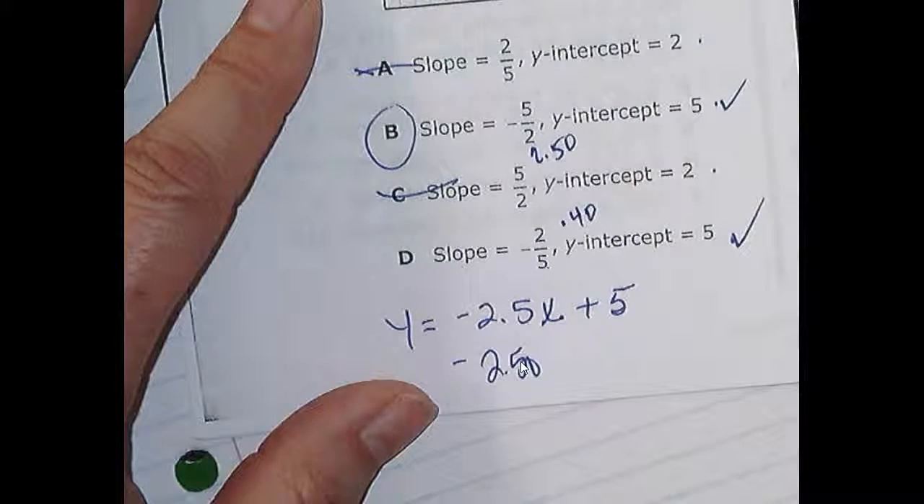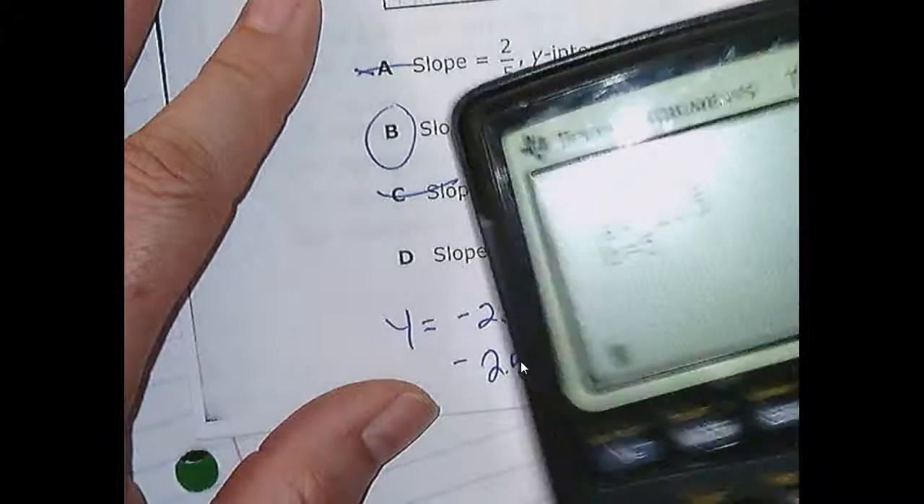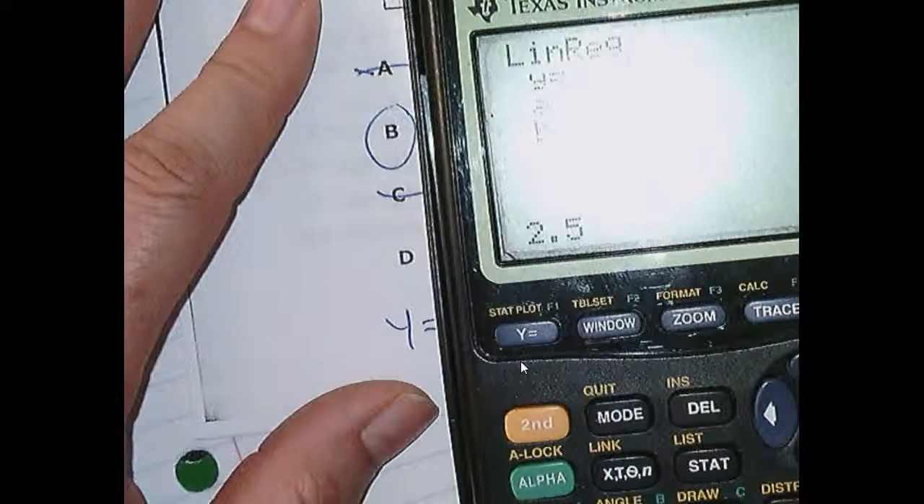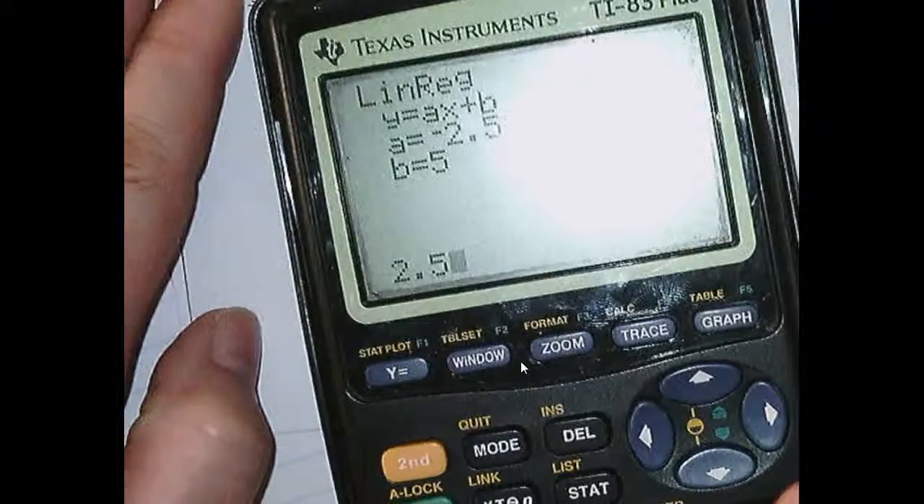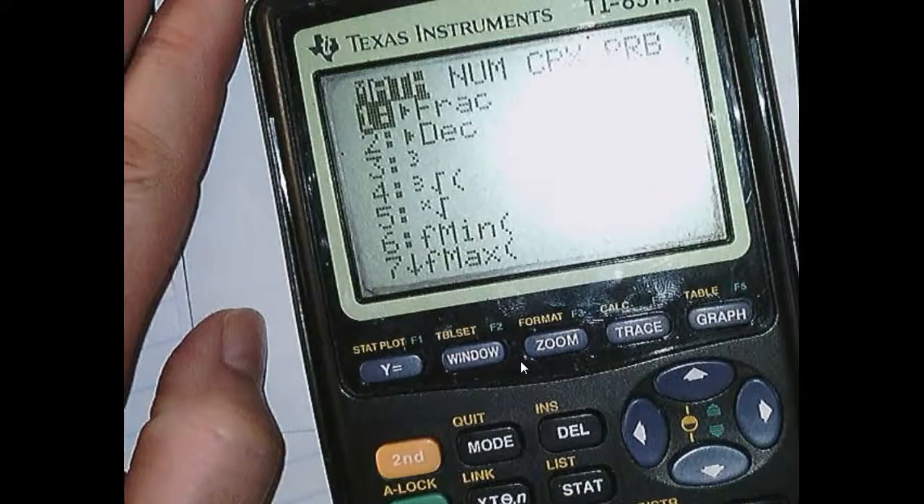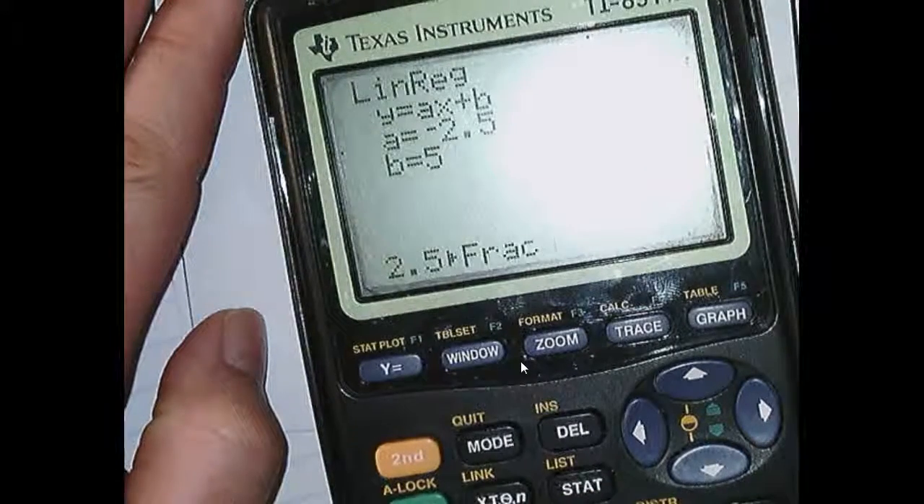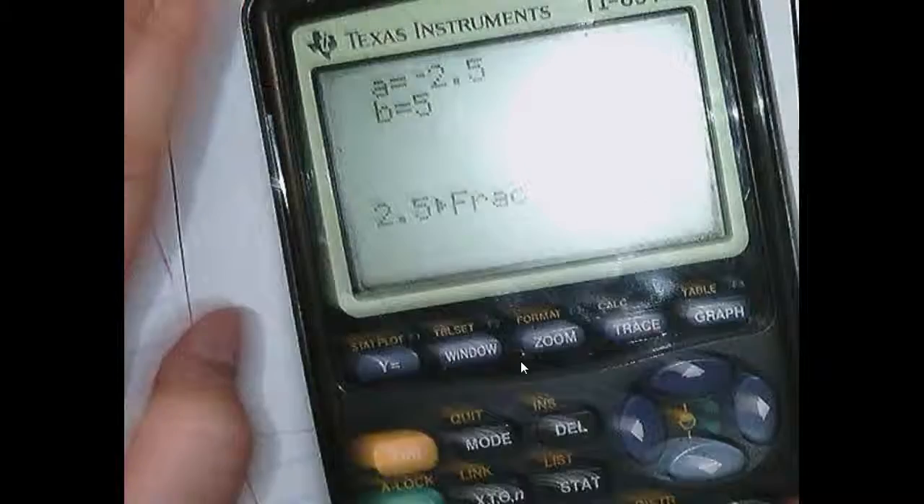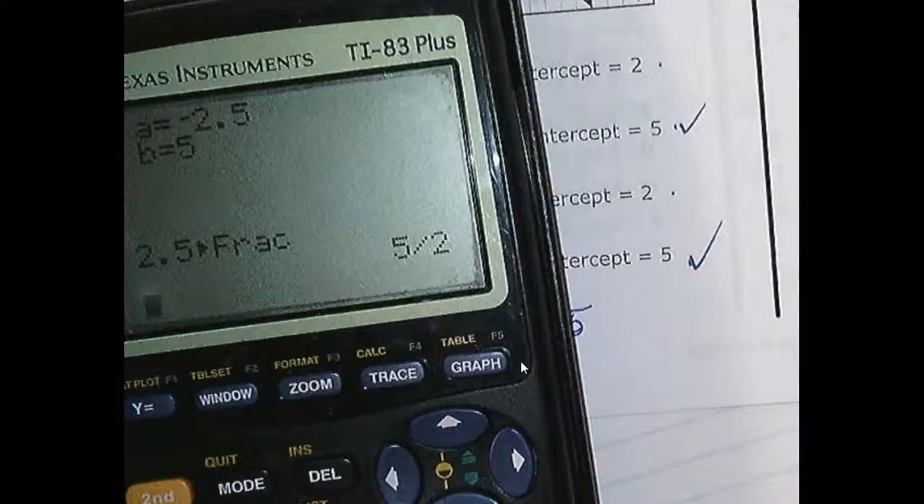So a couple of comments. If you go to the home screen and type in 2.5 and you want to change that to a fraction, you could just go to MATH, Fraction, Enter, and if I can get the screen to quit glaring at us, 5/2 is your answer. So that's kind of nice too.